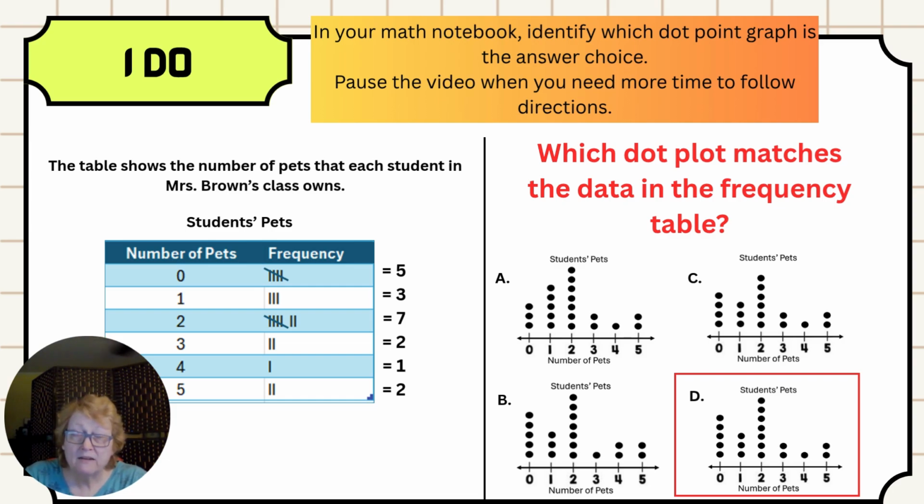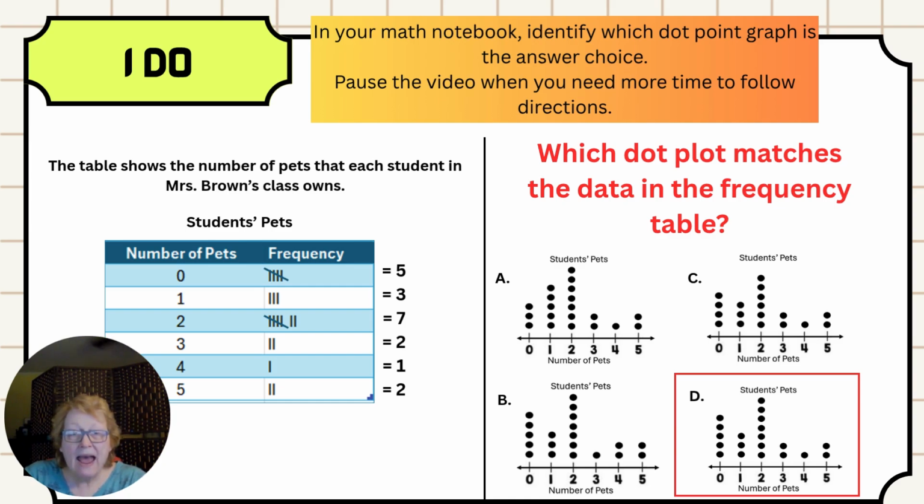How many dots are there for 0 pets? There are 5. Does that match? Yes. How many dots are there for 1 pet? There are 3. Does that match? Yes. How many dots are there for 2 pets? There are 7. Does that match? Yes. How many dots are there for 3 pets? There are 2. Does that match? Yes.